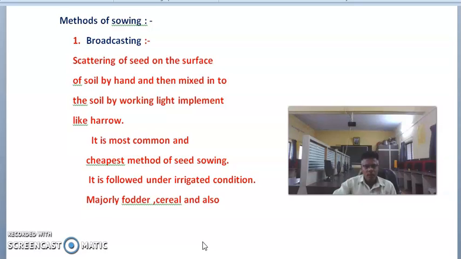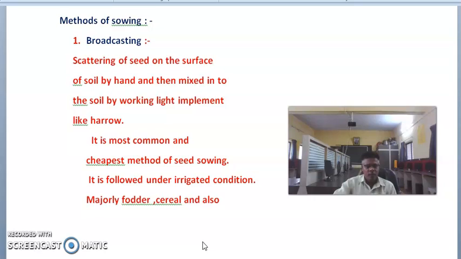Today we study the sowing methods of different crops followed in agriculture. Number one, broadcasting. Number two, the drilling method. Next is the transplanting method. Then the dibbling method. Then planting. And lastly, sowing the seeds behind the plough furrow. These are the commonly used methods for sowing of different crop seeds.